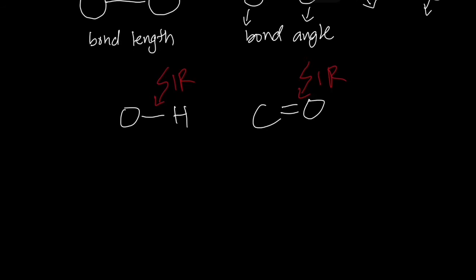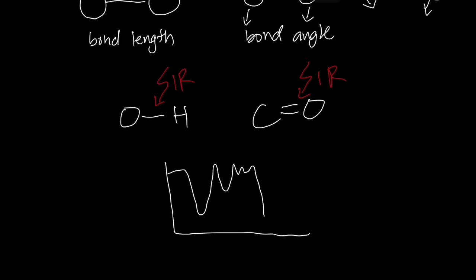And this will cause us to see, on the IR spectrum, different absorption bands. We'll be able to see different absorption bands. These are the absorption bands on the IR spectrum. And this allows us to use IR spectroscopy to study or to characterize an organic compound.